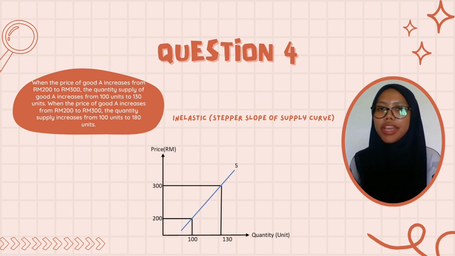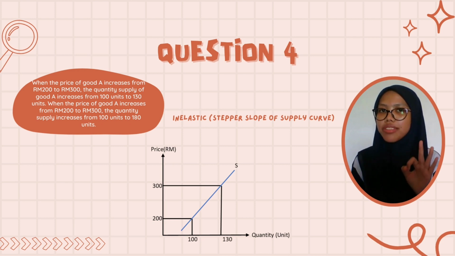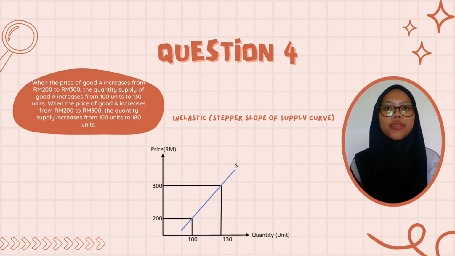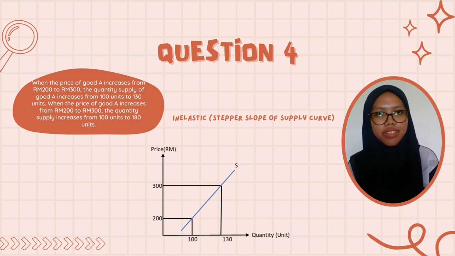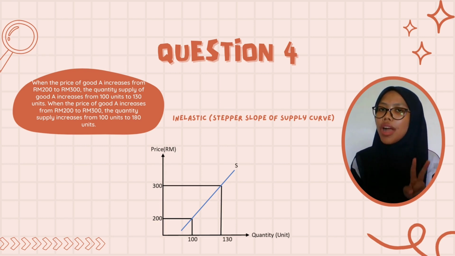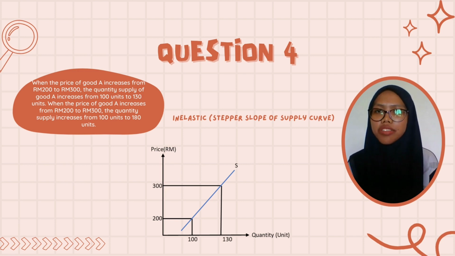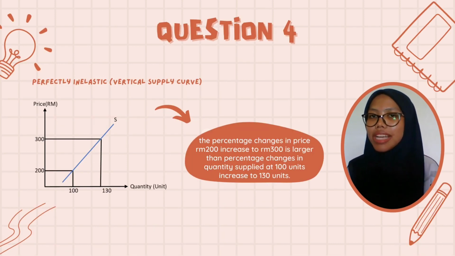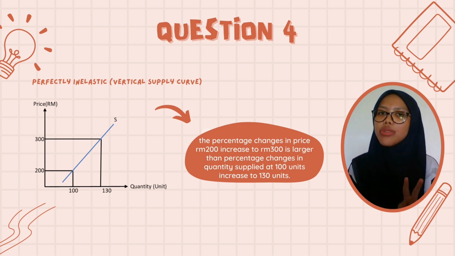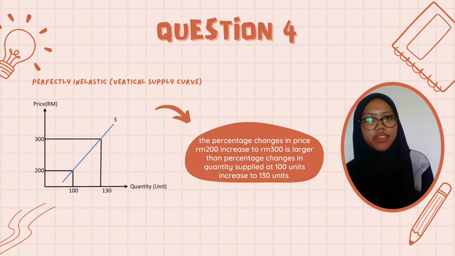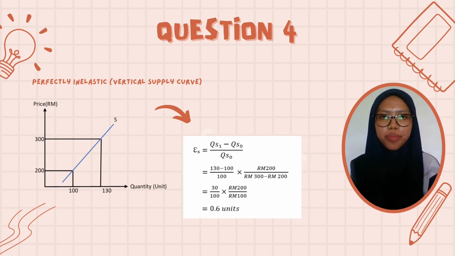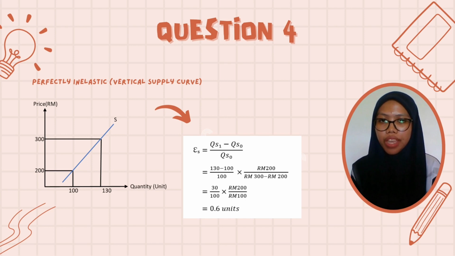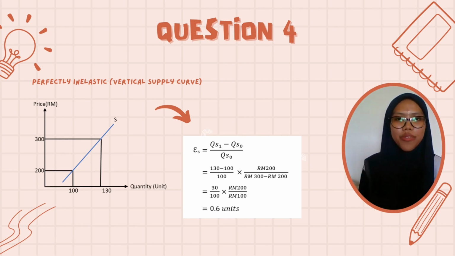2. When the price of good A increases from 200 ringgit to 300 ringgit, the quantity supplied of good A increases from 100 units to 130 units. So, the graph will show inelastic. That means the percentage change in price from 200 ringgit to 300 ringgit is larger than the percentage change in quantity supplied from 100 units to 130 units. A change in price of the good causes a smaller percentage change in the quantity supplied. This is the way to calculate the quantity supplied of the good.